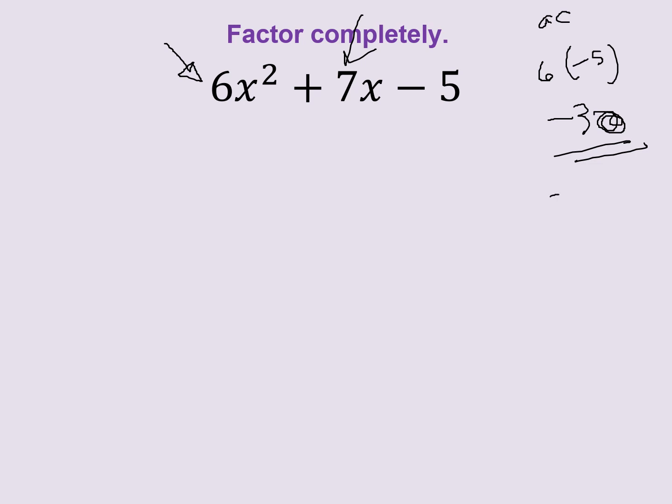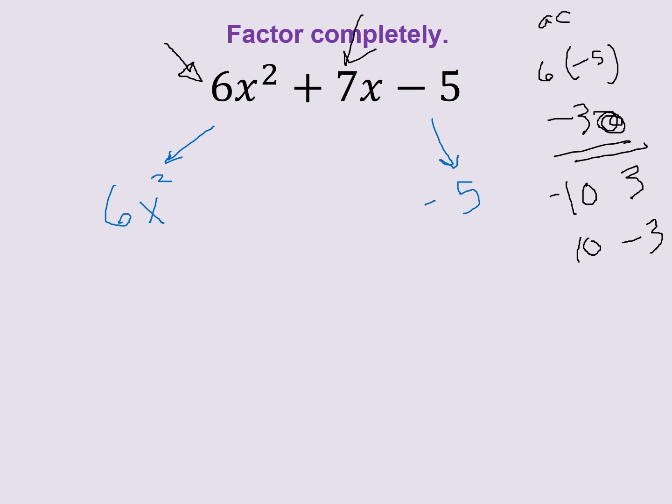Negative 10 times positive 3. No, that adds up to negative 7. So I want to do positive 10 times negative 3. Oh, that adds up to positive 7 and multiplies to negative 30. So I'm going to write my steps. First step, rewrite the first term, 6x squared. Rewrite the last term, minus 5.